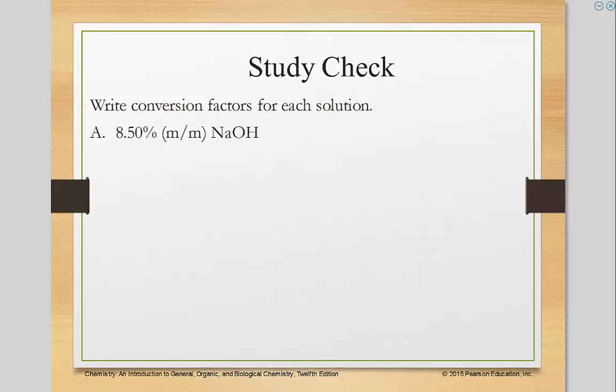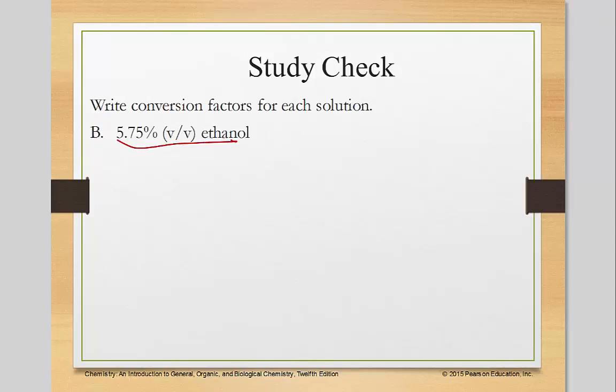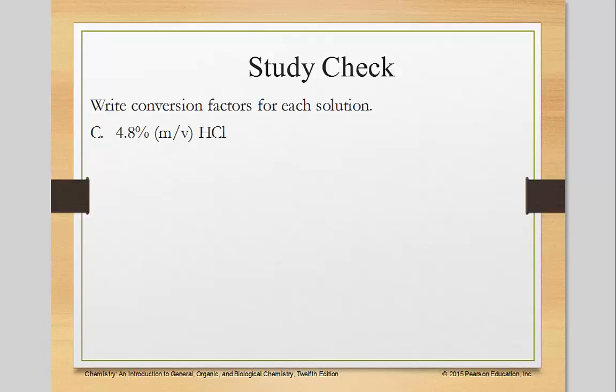So let's do a couple practice with these. Write a conversion factor for each of the solutions. So 8.5% by mass. That means for every 8.50 grams of NaOH, there's 100 grams of the solution. That's all you have to do. 5.75% by volume, so that's 5.75 milliliters of the ethanol for every 100 milliliters of the solution. The ethanol and the water added together. 4.8% mass per volume, so that's 4.8 grams of HCl for every 100 milliliters of solution.